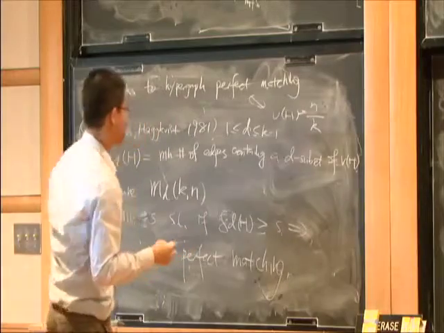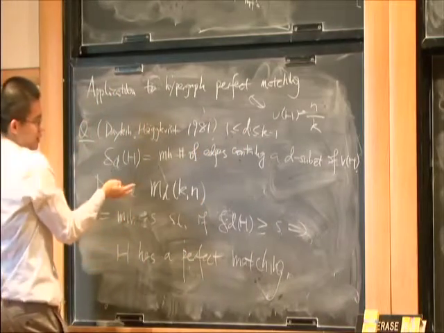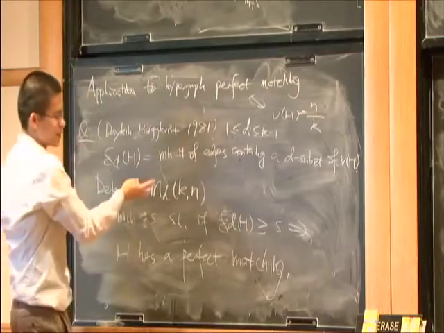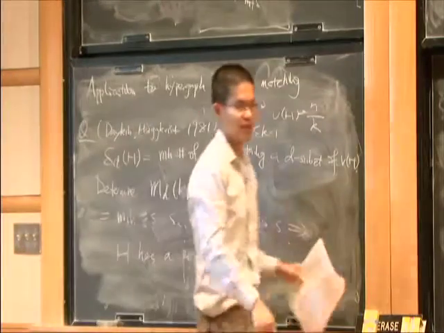And even when you look at, say, the degree condition for a 6-uniform hypergraph to have a perfect matching, this is unknown. We don't know the precise threshold.